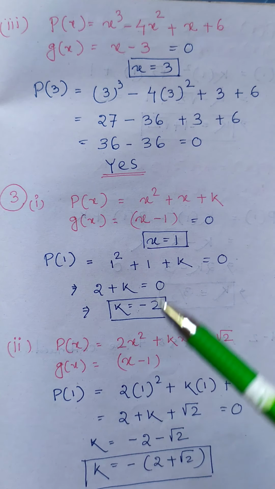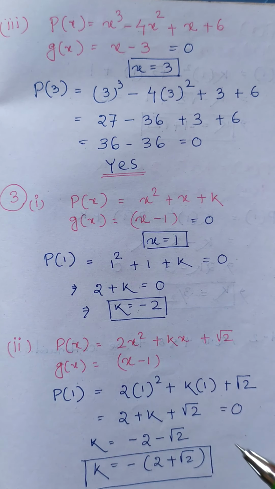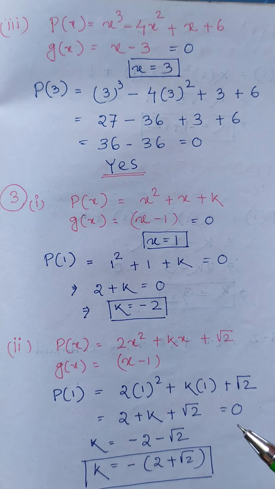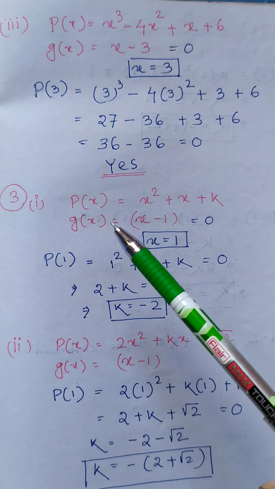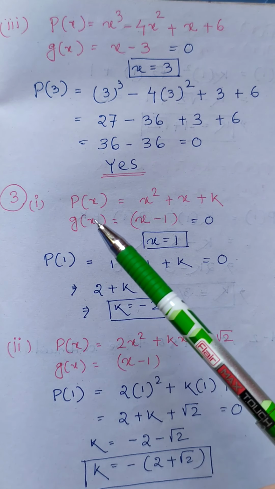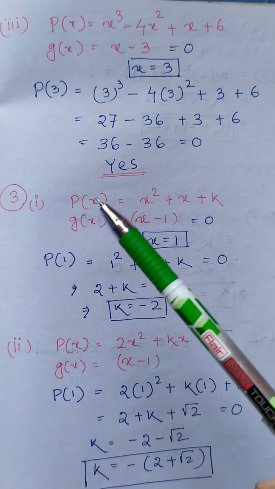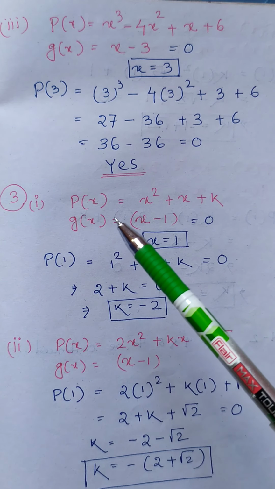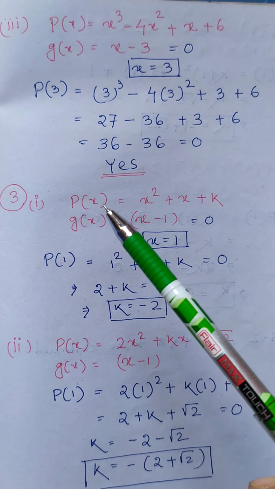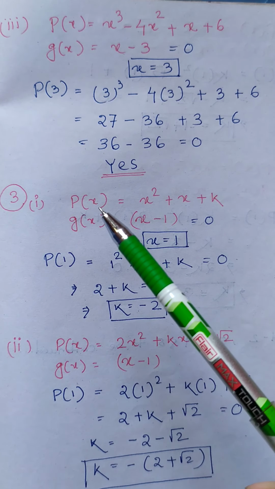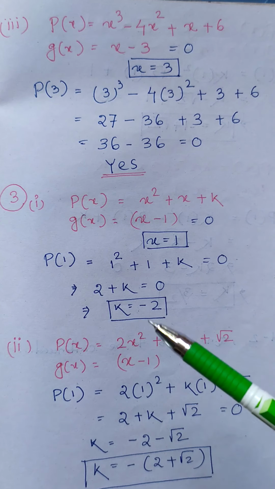Coming to question number 3, it says find the value of k if x minus 1 is a factor of p of x in each of the following cases. Here the reverse case is given: p of x is given, g of x is given. The condition is given that g of x is always a factor of p of x. That means by making g of x equal to 0 and putting that value of x in p of x, we will always get a value of 0. And from that we have to find the value of k.